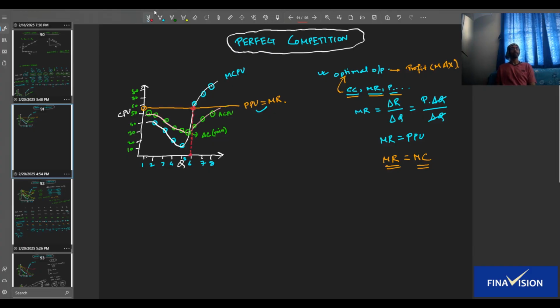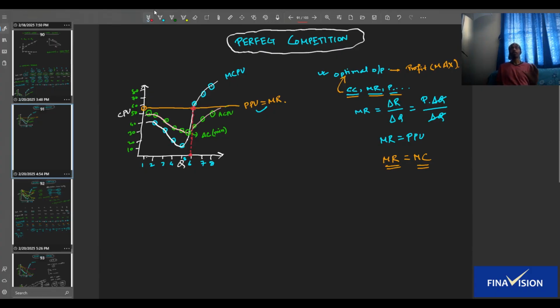In our case, it is coming just around 600 units. We have written 1, 2, 3, 4, 5, 6, 7, 8. They actually mean 100, 200, 300, 400, 600, 700, 800, right? So the point is coming just around 600 units, given that this is a firm operating in a perfectly competitive market structure. Right friends?